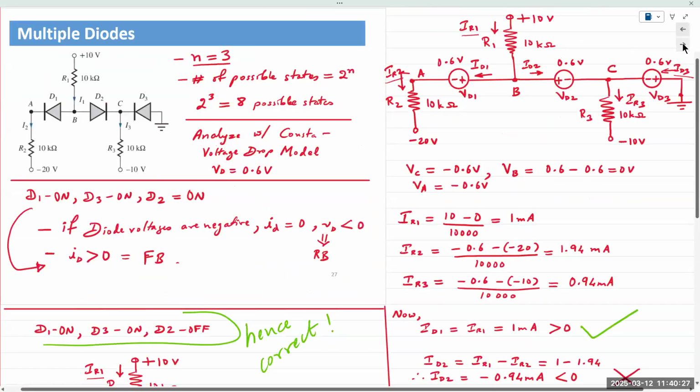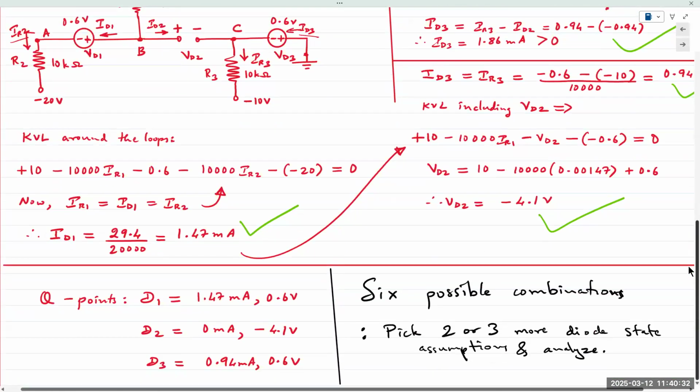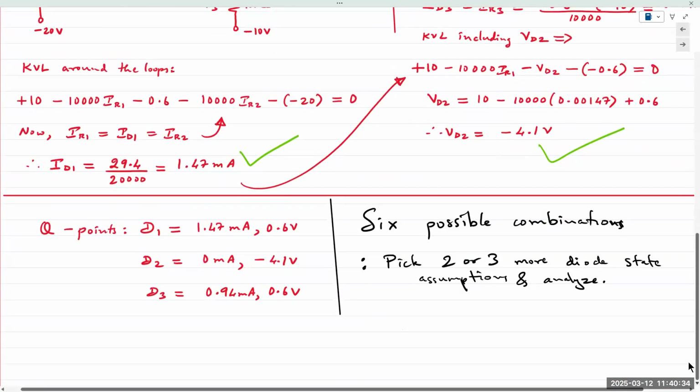All right, multiple diode analysis. I think we went through this. This was a constant voltage drop model. And I said this was an excellent circuit because you had 2 raised to n, meaning 8 possible combinations. We started first with an incorrect assumption. Then based on the incorrect assumption, we made a second assumption. So we tested 2 states out of 8. There are 6 other possible combinations. So if you want to practice, this is a good problem.